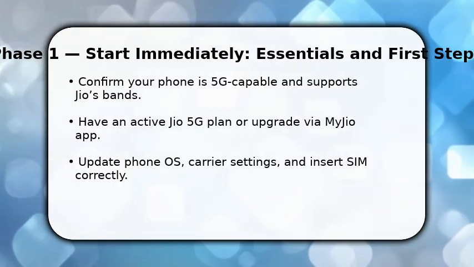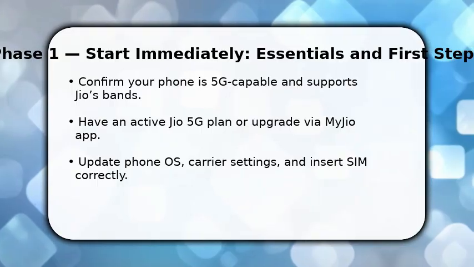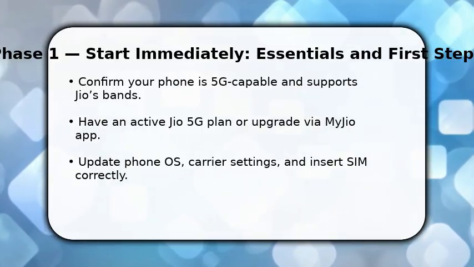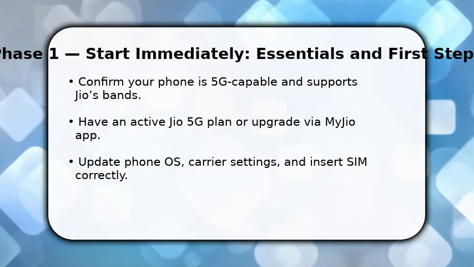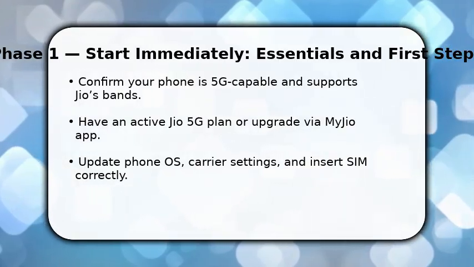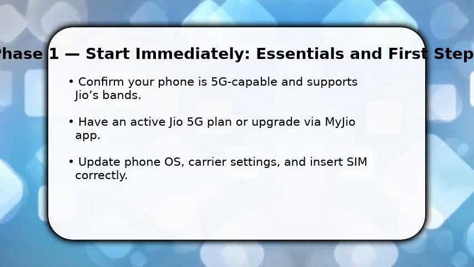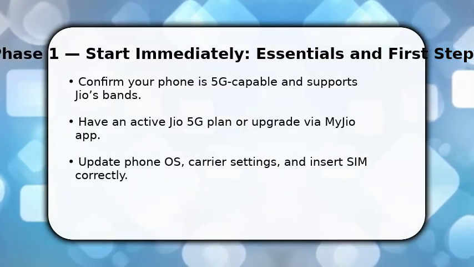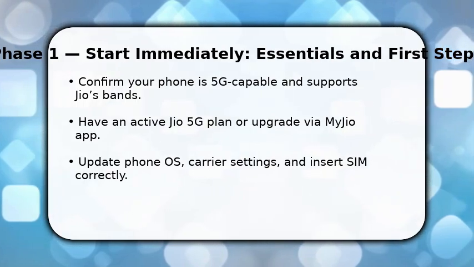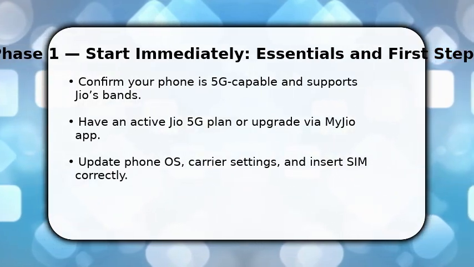Once done, update your phone OS and carrier settings so the radio supports new bands. Make sure firmware is current because device firmware often contains 5G compatibility fixes. Finally, reboot the phone to apply changes and let the network register your device. This kickstarts actual 5G registration.